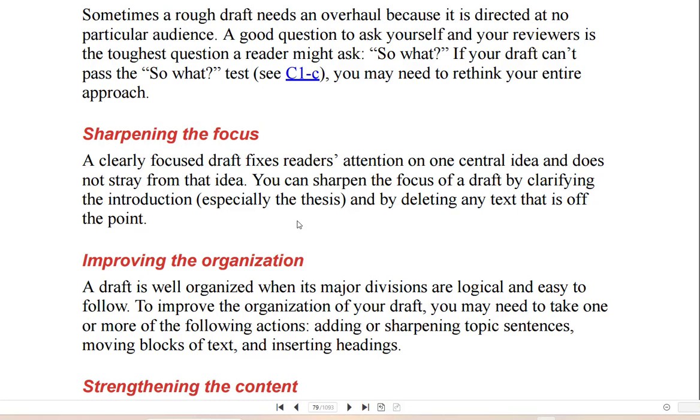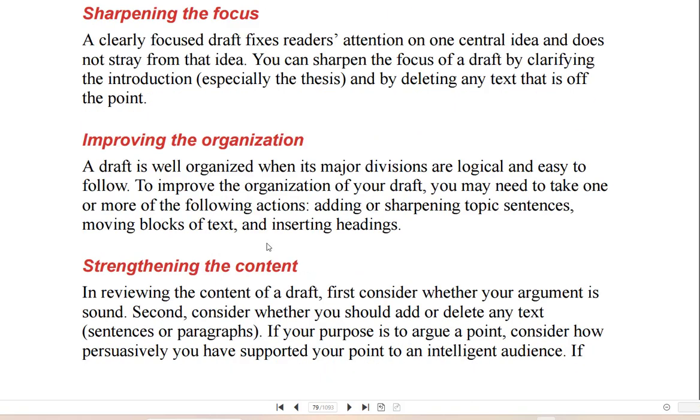Improving the organization. A draft is well organized when its major divisions are logical and easy to follow. To improve the organization of your draft, you may need to take one or more of the following actions: adding or sharpening topic sentences, moving blocks of text, and inserting headings.